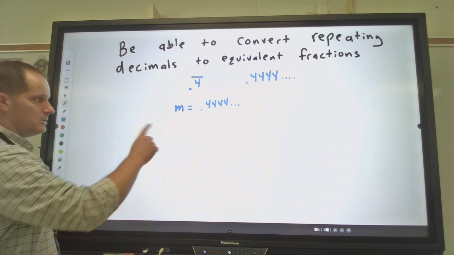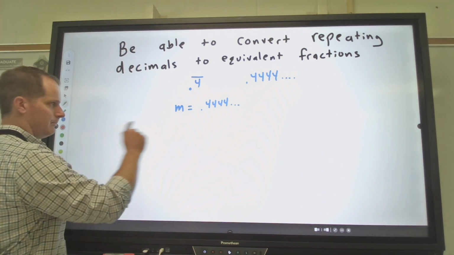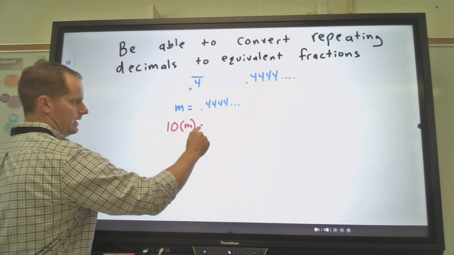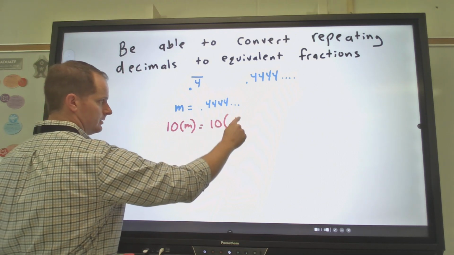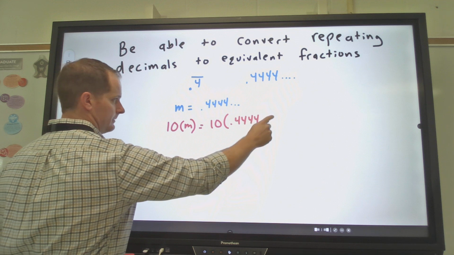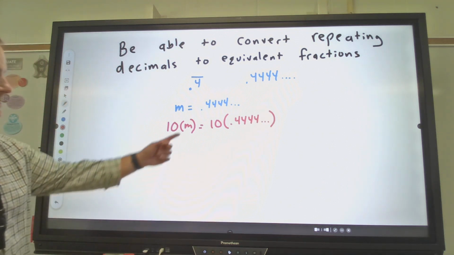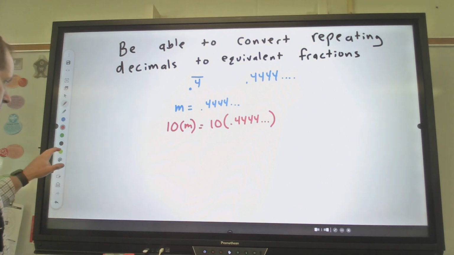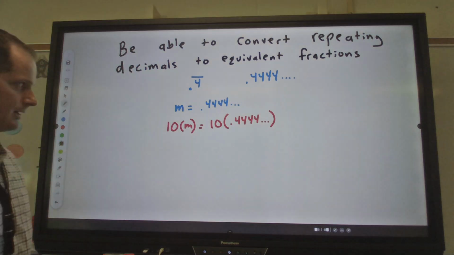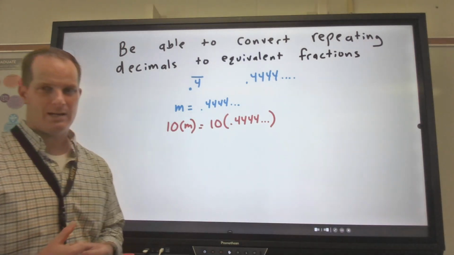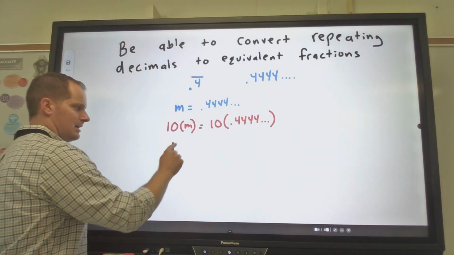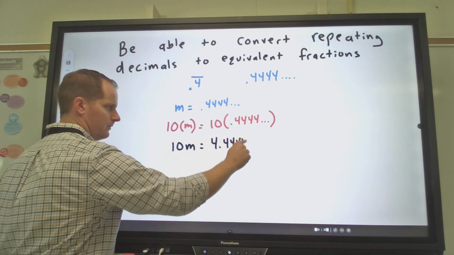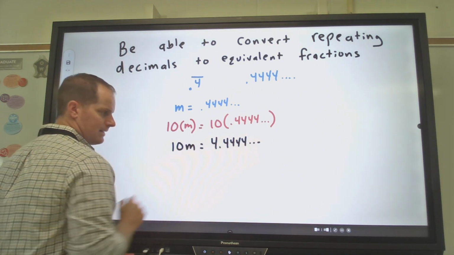So step 2 in this problem would be to multiply both sides of our equation by 10. So 10 times m, and 10 times this decimal that is being repeated infinitely. Again, we use 10 because it's showing that one digit is being repeated infinitely. The next step we've talked about in class is we have to try to get rid of that repeated decimal. So we end up with 10m is equal to 4.44444 repeating.